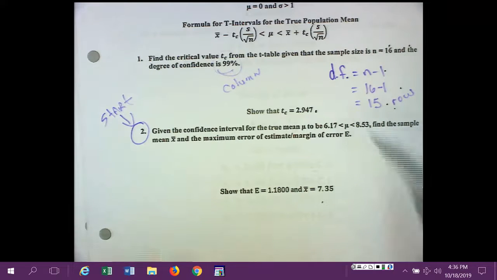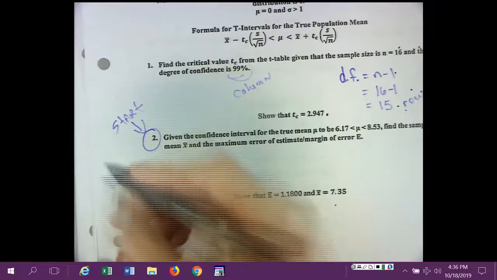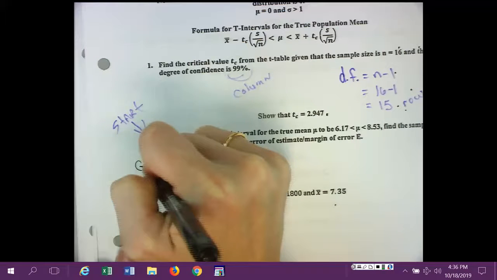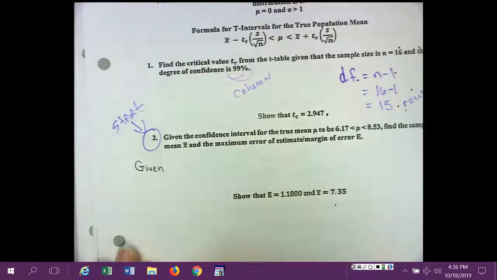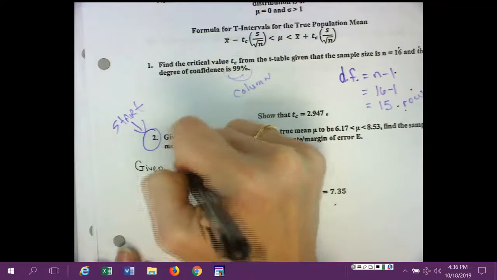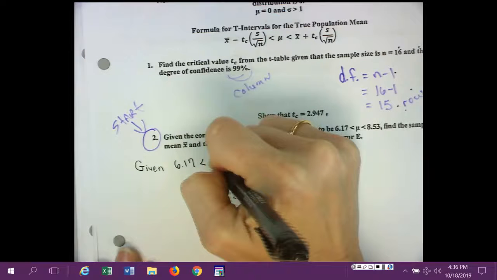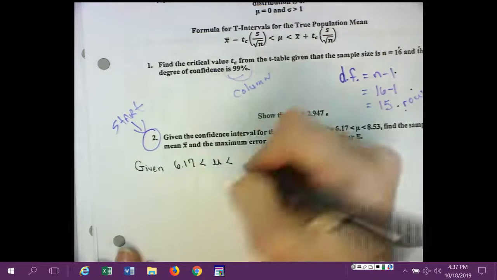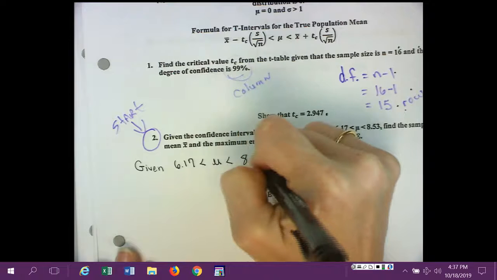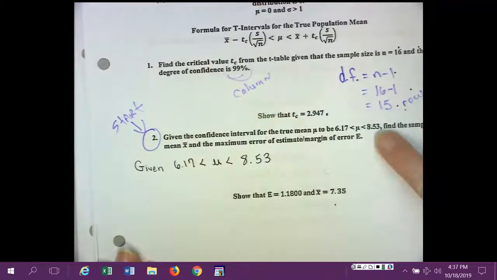To do this type of problem, what you do is you write down what's given. You know that your confidence interval for the true mean, if it's a z or t, it doesn't matter, is already calculated to be 8.53 as my upper and 6.17 as the lower. They wish for us to find the sample mean x bar and the margin of error E.